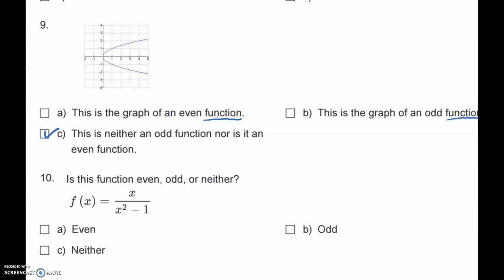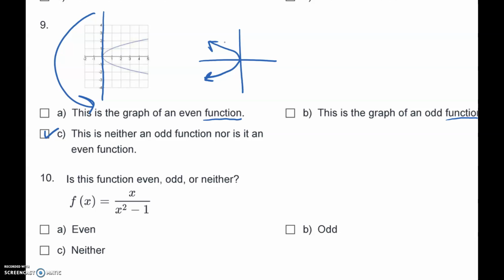But even if you didn't catch on to that, remember, even means symmetry with respect to the y-axis. If you flip it across that line, it lands on itself. Well, not this one. Odd means symmetry with respect to the origin. Remember what that means. You turn the paper upside down. Does it look like itself? No. If I turn it upside down, it looks more like that. So it doesn't have 180-degree rotational symmetry. It's not symmetric with respect to the y-axis. So this is neither an odd function nor an even function.